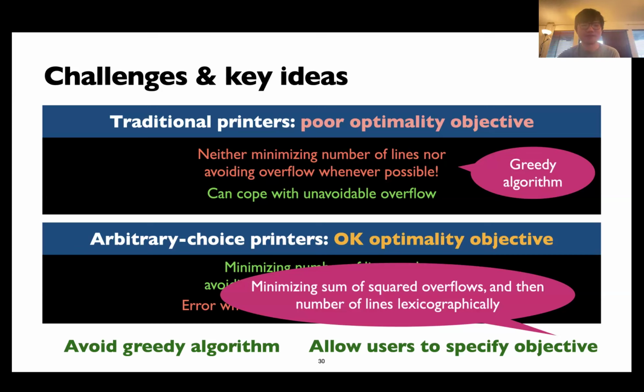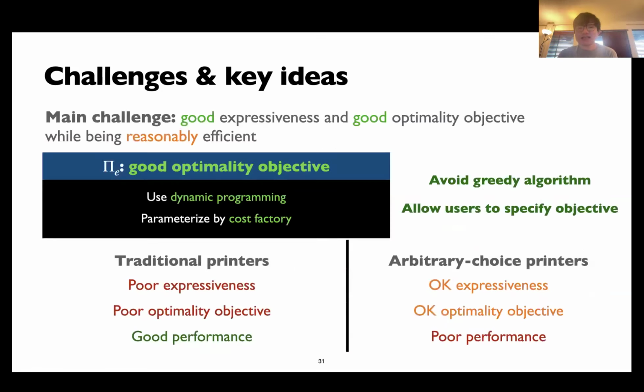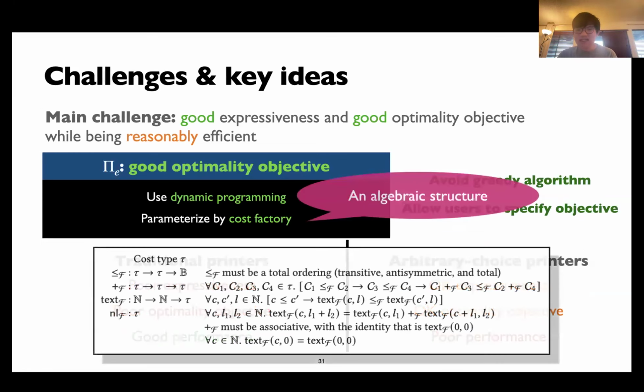Things work. And so using these insights, we created the pretty printer PyE, which uses dynamic programming in order to avoid the greedy algorithm. And we also have a concept of cost factory, which allows users to specify the optimality objective. I'm not going to go into the detail about what a cost factory is. Simply that it is some kind of algebraic structure that allows you to specify the cost type and operations on the cost type however you want, as long as they satisfy some kind of axioms.